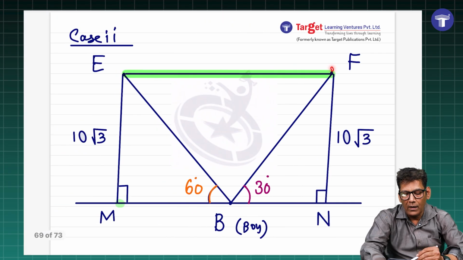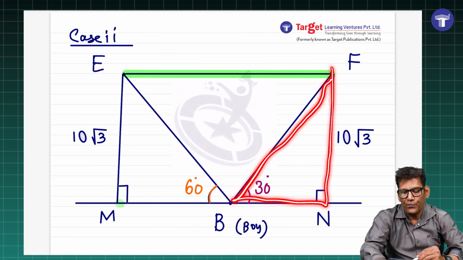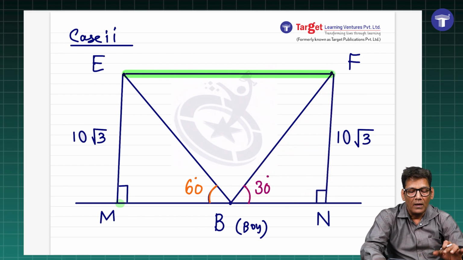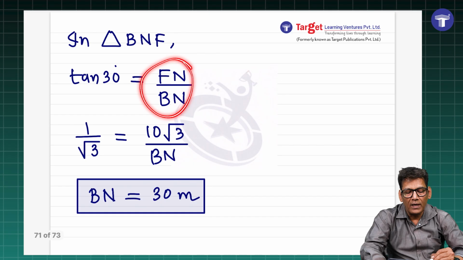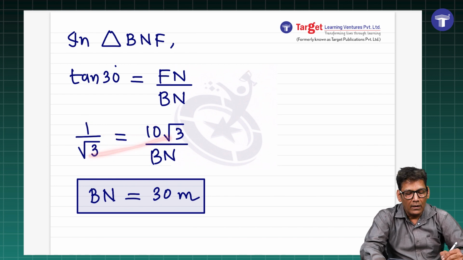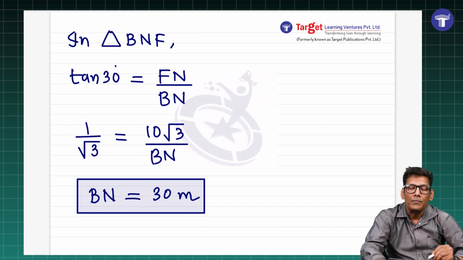Then take the second triangle BNF. Tan 30 is equal to FN upon BN. Tan 30 value is 1 by root 3, equals 10 root 3 upon BN. Again cross multiply, root 3 into root 3 becomes 3. So BN is equal to 30 meters.